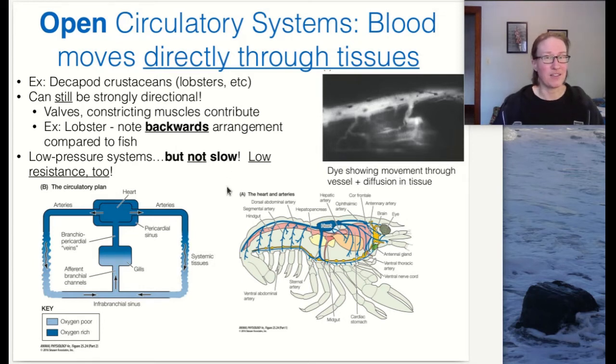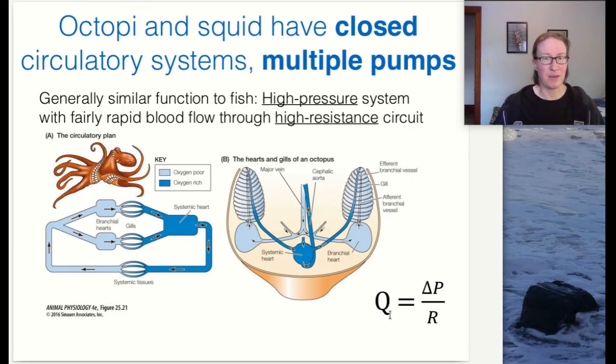And that's because this circulatory structure also offers relatively low resistance. If we come back up to this equation for flow rates, you could get rapid flow by very, very high pressure in the context of high resistance, but you could also get rapid flow in the context of a low resistance circuit, okay?